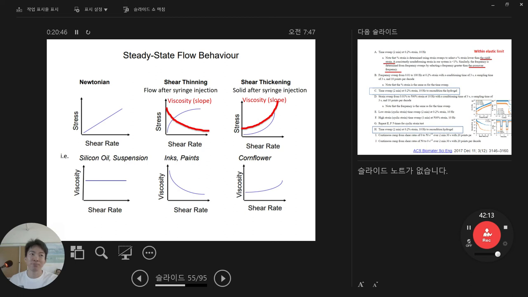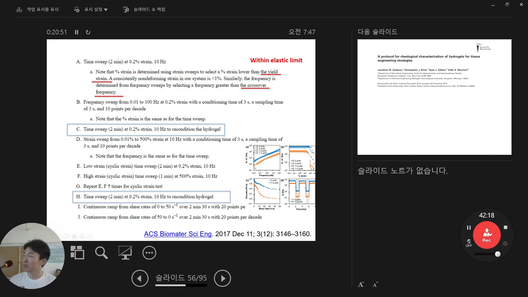So this is the protocol for how they check this property. First, they do a time sweep, not shown here, for 2 minutes at this strain and hertz. Note that the process strain is determined using the strain sweep, to select a strain lower than the yield strain. A consistent non-deforming strain in their system is 1%, which they determine from this B graph. And the frequency is determined by a frequency sweep, at a frequency greater than the crossover frequency. They determine the crossover point, 10 Hz, like this.